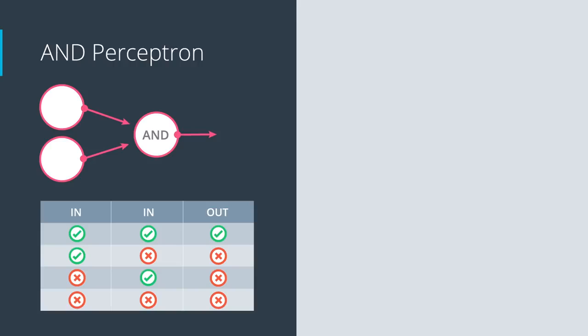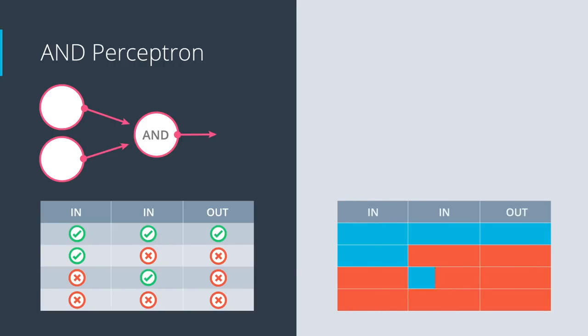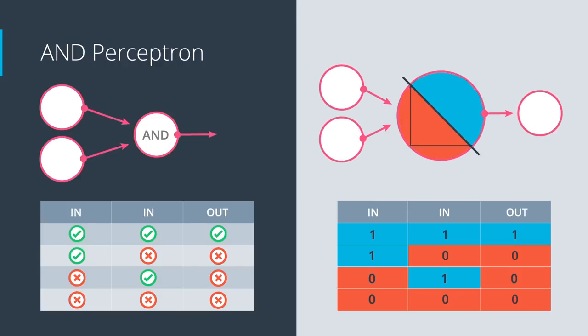Now, how do we turn this into a perceptron? Well, the first step is to turn this table of true-false into a table of zeros and ones, where the 1 corresponds to true and the 0 corresponds to false. And now we draw this perceptron over here, which works just as before. It has a line defined by weights and a bias, and it has a positive area which is colored blue and a negative area which is colored red.